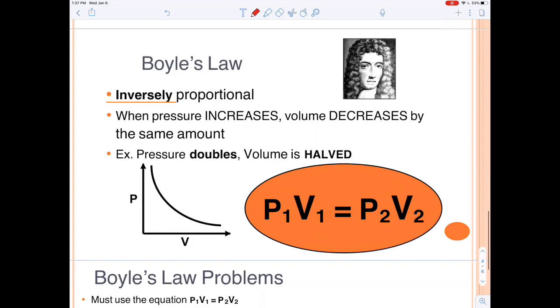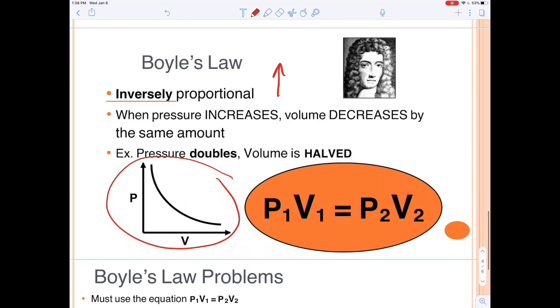All right, so as we saw, in Boyle's law, we're dealing with pressure and volume. So when pressure increases, volume decreases by the same amount. That's what we can see in this graph here. Okay, and vice versa. If we decrease the pressure, like using a vacuum, then we would see the volume increase. Okay, so these are inversely proportional, which means when one goes up, the other goes down. So if I double the pressure, the volume is halved. And we're going to use this equation, P1V1 equals P2V2, to solve Boyle's law problems.